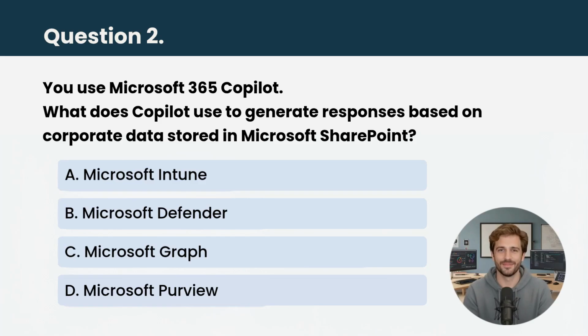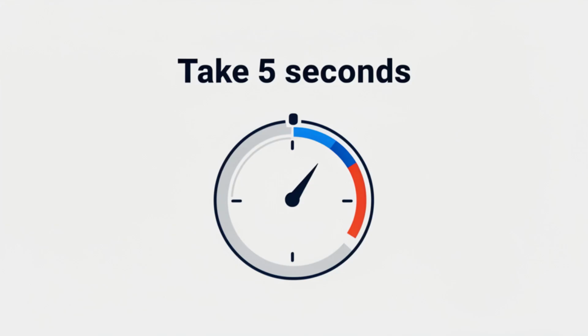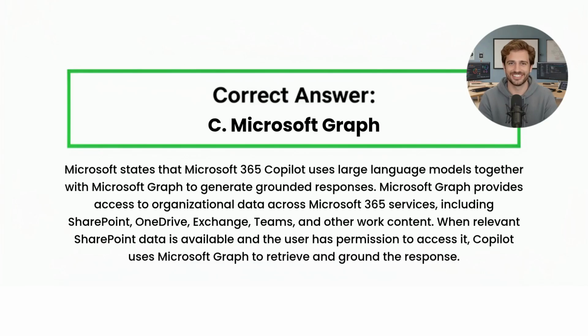Question 2. You use Microsoft 365 Copilot. What does Copilot use to generate responses based on corporate data stored in Microsoft SharePoint? A. Microsoft Intune. B. Microsoft Defender. C. Microsoft Graph. D. Microsoft Purview. Think carefully. This is where many candidates slip. The correct answer is C.